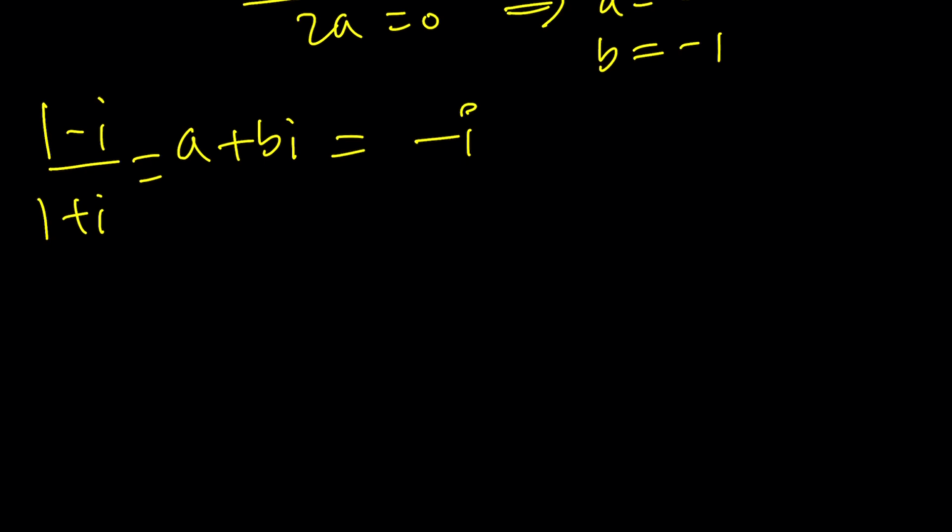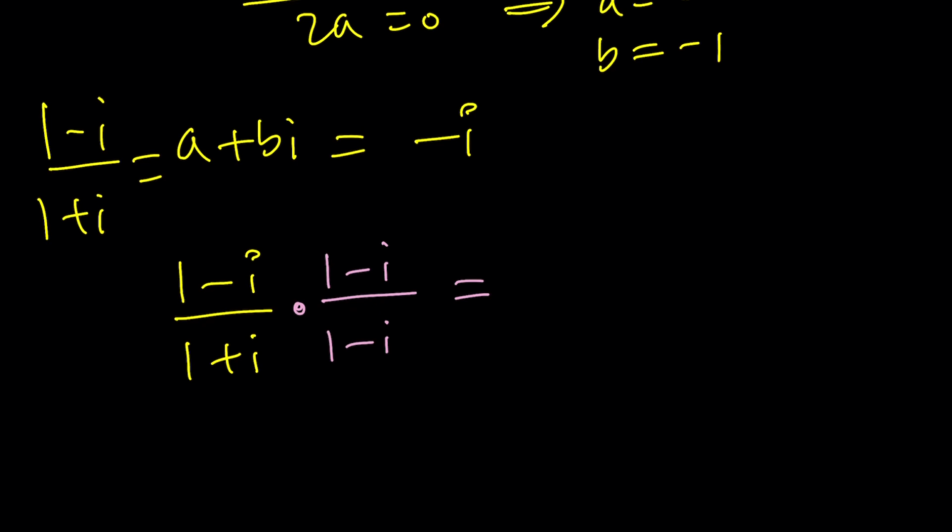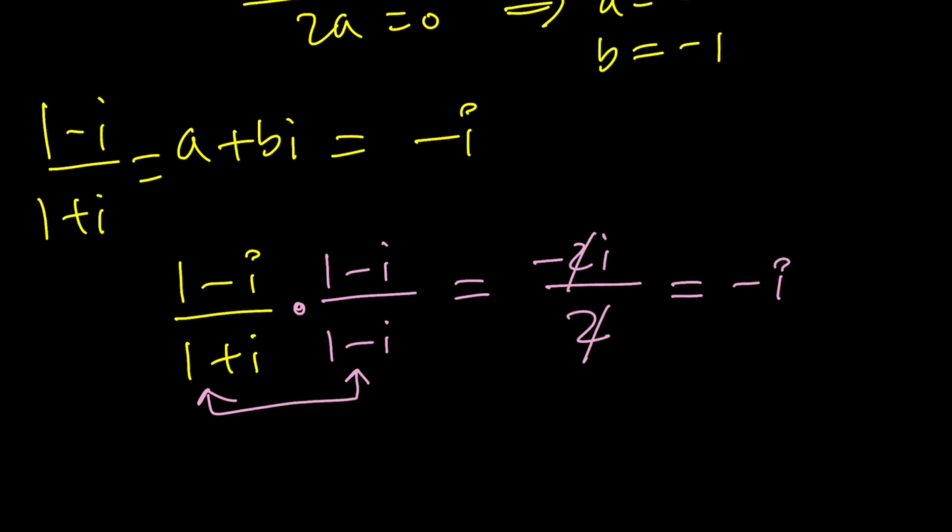You could take this and multiply by the conjugate. Conjugate of 1 plus i is 1 minus i. In the numerator, you get 1 minus i squared. Remember, we talked about it. It's -2i. And at the bottom, you get sum of 2 squares. 1 plus 1 is equal to 2. 2's cancel out. We end up with -i, which is what we just found.